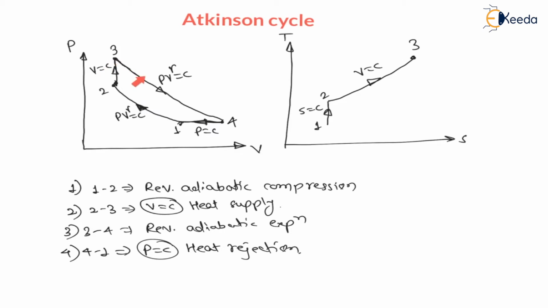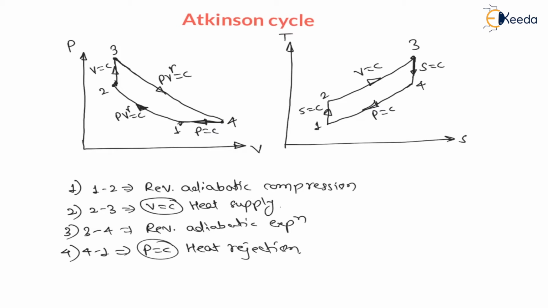Then 3 to 4, a reversible adiabatic expansion. So expansion means temperature decreases at constant entropy. 3 to 4 entropy constant, temperature decreases. And 4 to 1, at constant pressure heat is rejected. Therefore whenever heat is rejected, the temperature will decrease and entropy will decrease at constant pressure, right? Therefore pressure is constant. This is the TS diagram.